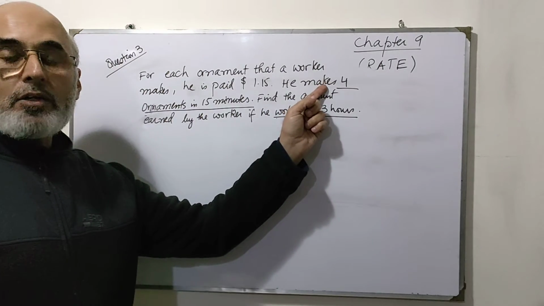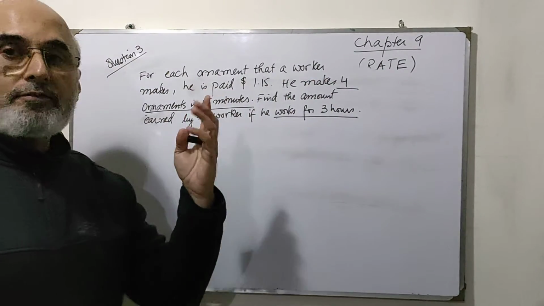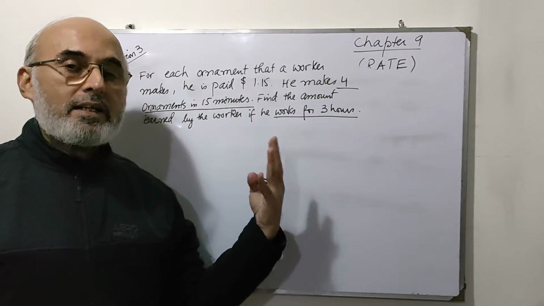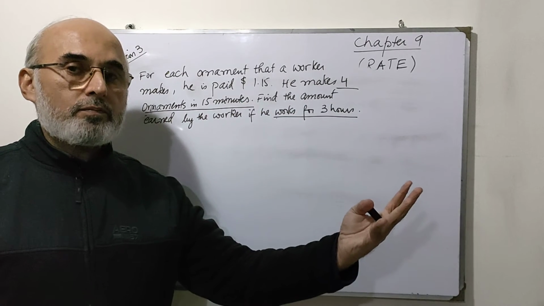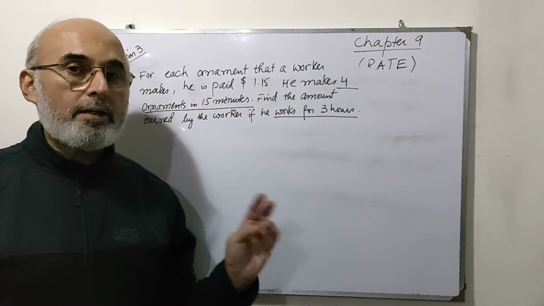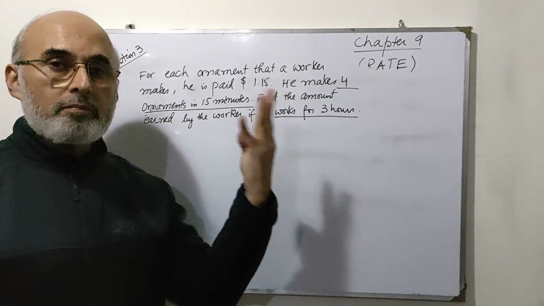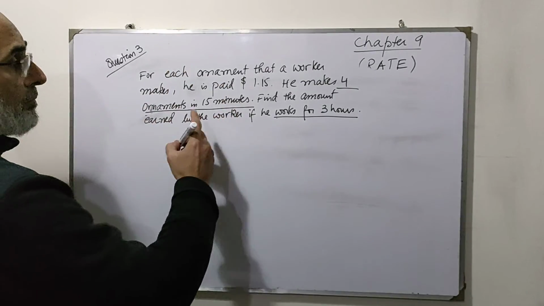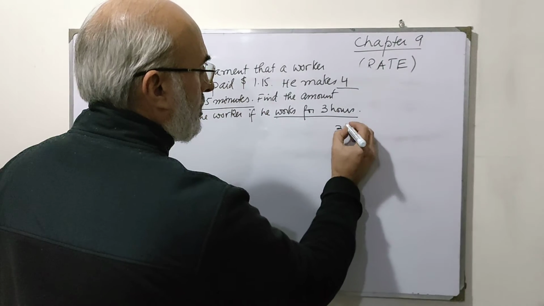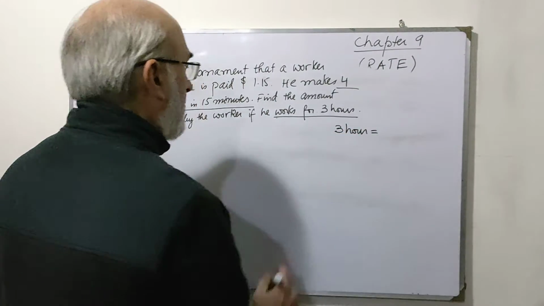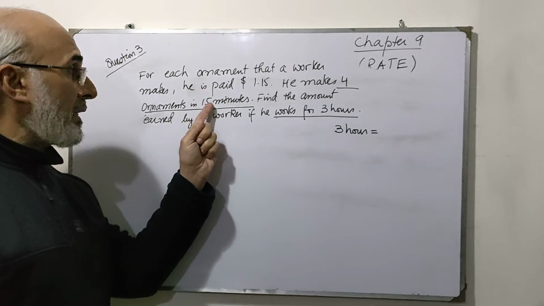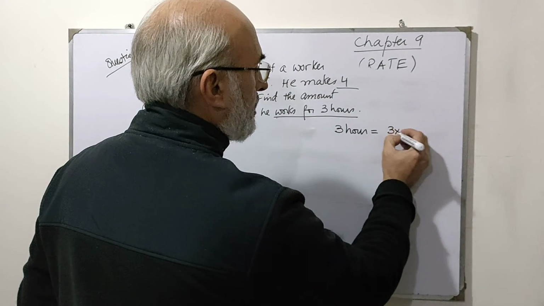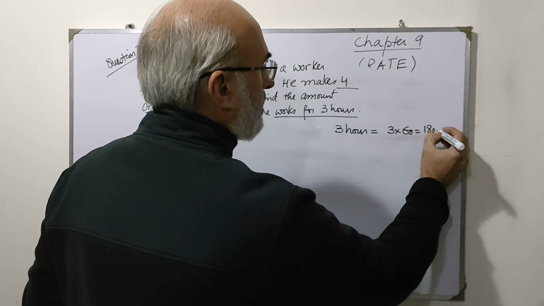The rate for making ornaments is 4 ornaments in 15 minutes. This is the given rate. Now, we are asked that if the worker works for 3 hours, how many ornaments will be made in that time? And then finally we will come to the payment. First, the target time is 3 hours, but since the rate is in 15 minutes, let's convert these hours to minutes as well. So it will be 3 into 60 equals 180 minutes.